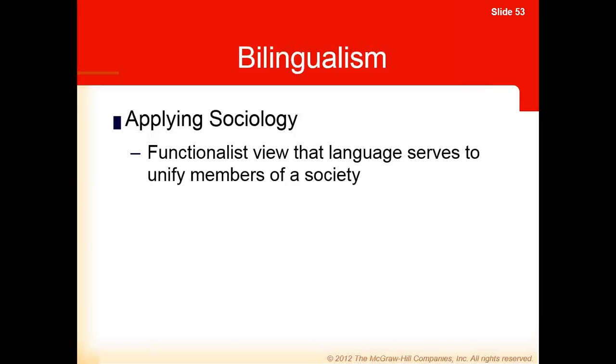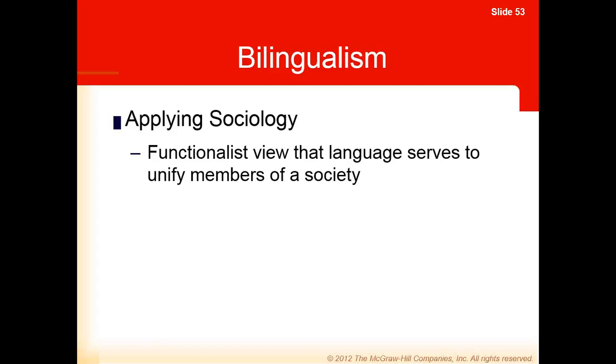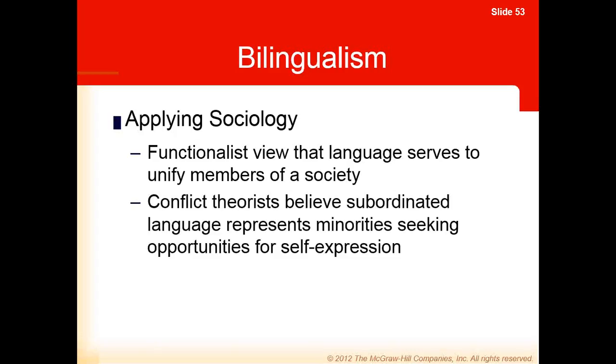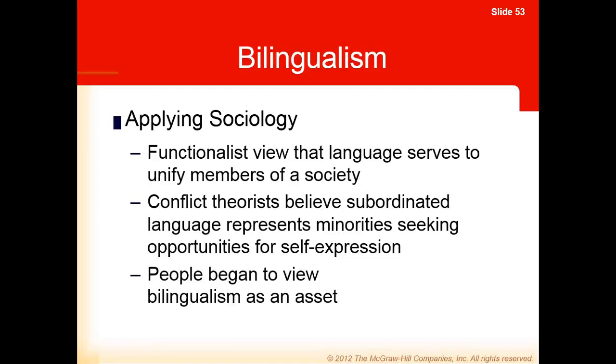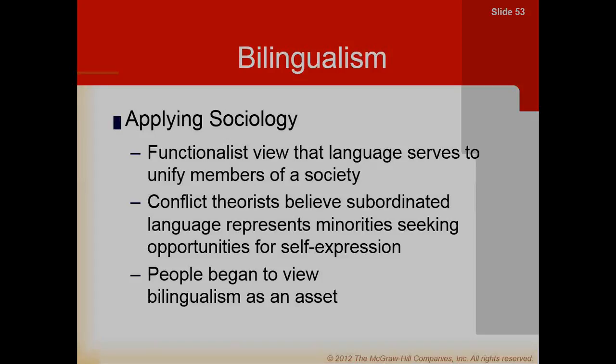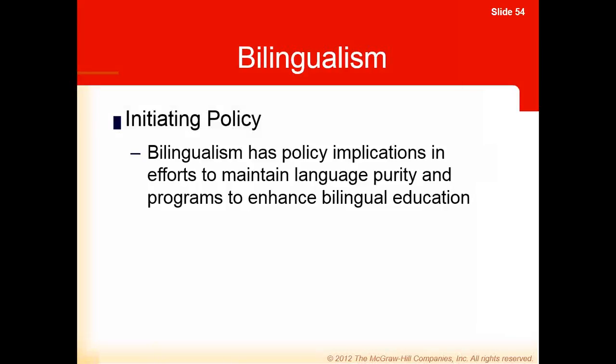So we need to do research, right? But first of all, we have to look at theoretical approaches. The idea of functionalism would be that language is one of the things that creates social cohesion. There's this idea of the language of subordination. Subordinated language represents minorities seeking opportunities for self-expression. Socially, bilingualism, especially in California, Arizona, New Mexico, Texas, began to be viewed as an asset. However, it is not without its critics.